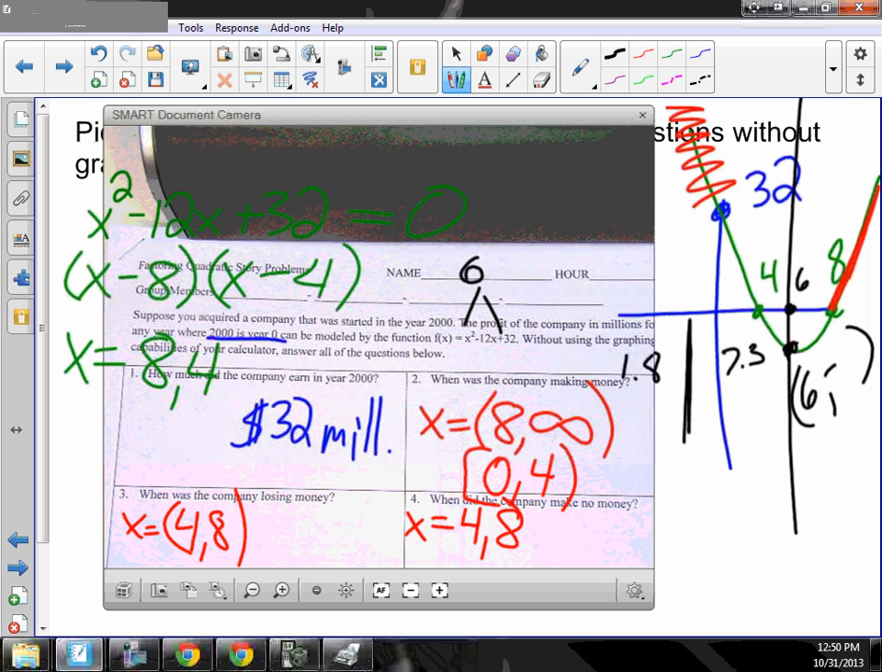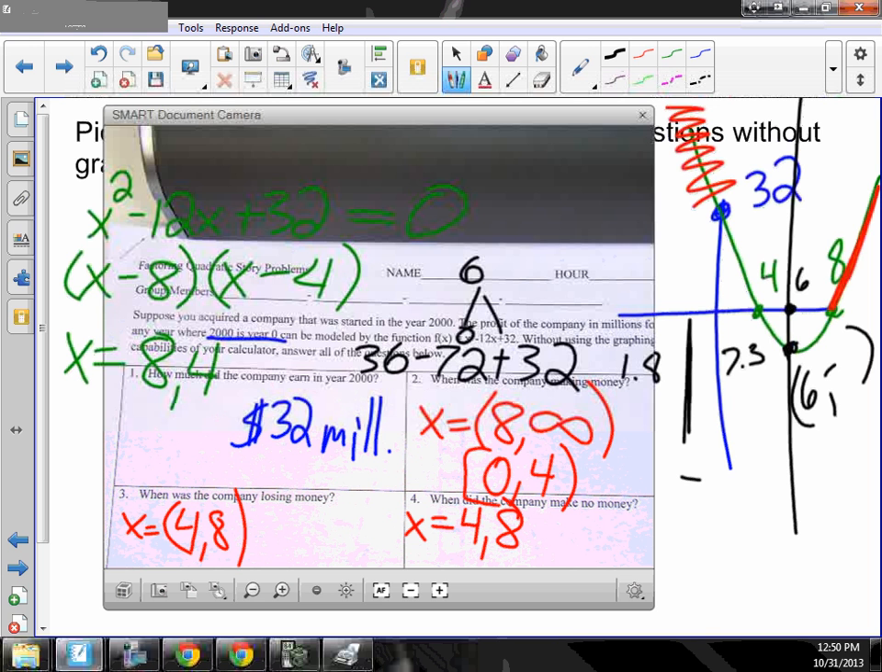So I get 6 squared is 36 minus 12 times 6 is 72 plus 32. So 36 and 32 is 68. 68 minus 72 is negative 4. So the worst year was a loss of $4 million.